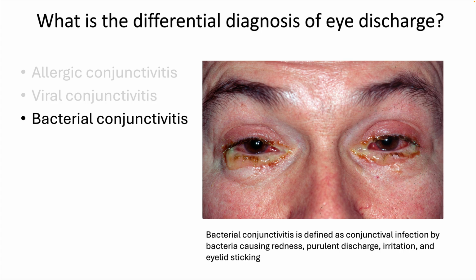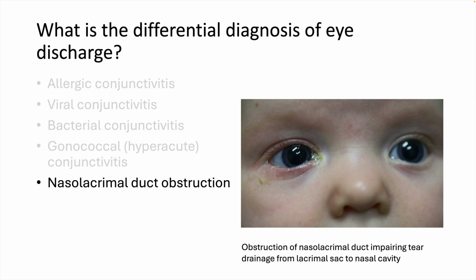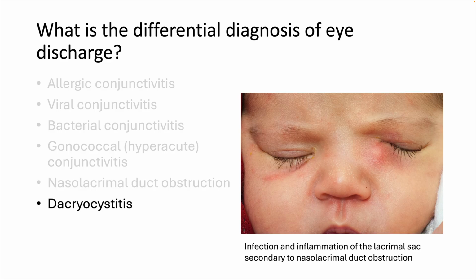Gonococcal or hyperacute conjunctivitis is defined as a severe, rapidly progressing conjunctivitis with copious purulent discharge due to gonococcal infection. Nasolacrimal duct obstruction is defined as an obstruction of the nasolacrimal duct impairing tear drainage from the lacrimal sac to the nasal cavity, resulting in clear or white ocular discharge.